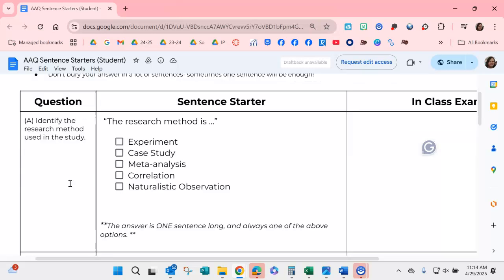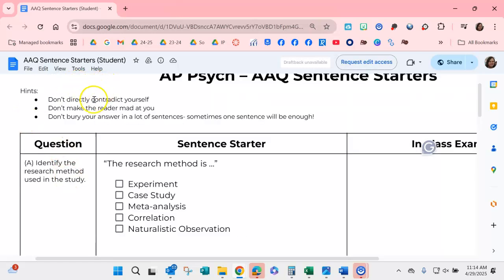So first, a couple of random details. Don't directly contradict yourself. Don't make the reader mad at you by not writing clearly. Actually, I mean, they'll make you put it in separate boxes, so I don't really know how you could make the reader mad at you. Usually it was a handwriting thing before. But anyways, don't bury your answer in a lot of sentences. Sometimes one sentence will be enough. Don't ever write just one word. Write at least a short sentence.